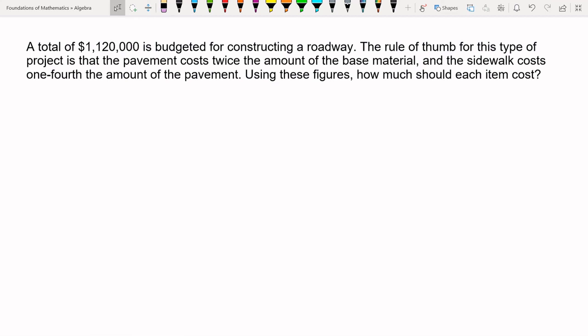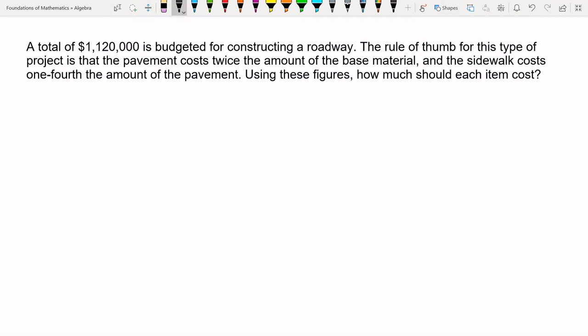Total project costs $1,120,000, and it's for budgeting a roadway. This comes from a breakdown of 3 different costs: the cost of the pavement, the cost of the base material, and the cost of the sidewalk. And the rule of thumb for this type of project is that the pavement costs twice the amount of base material, and the sidewalk costs 1/4 the amount of the pavement. Using these figures, how much should each item cost?